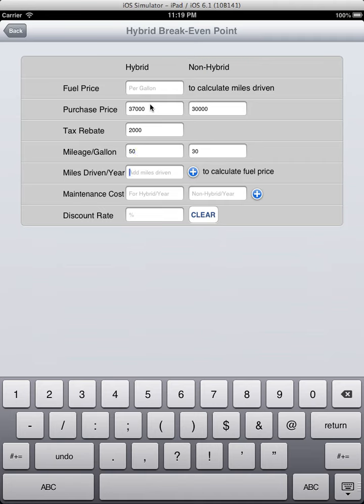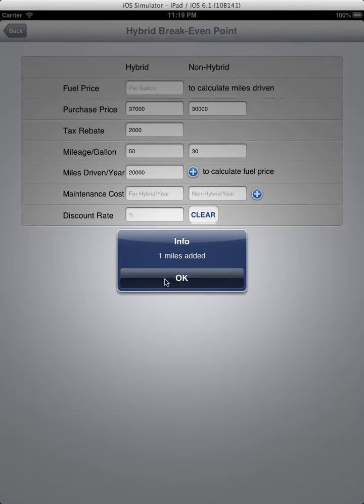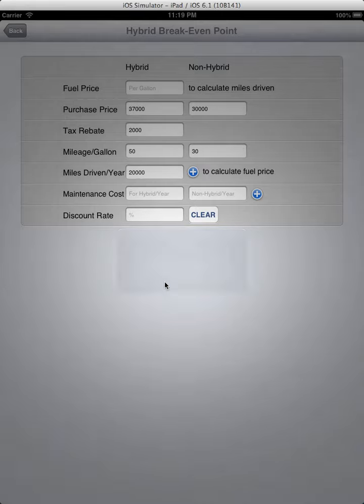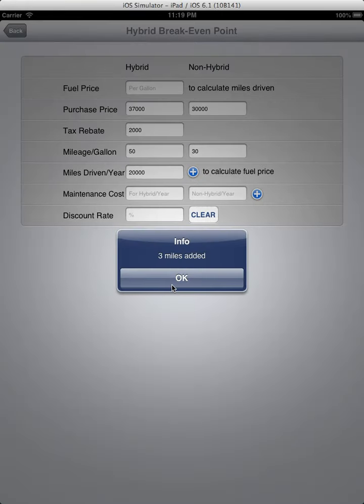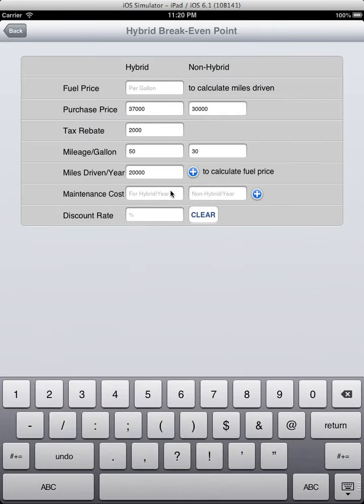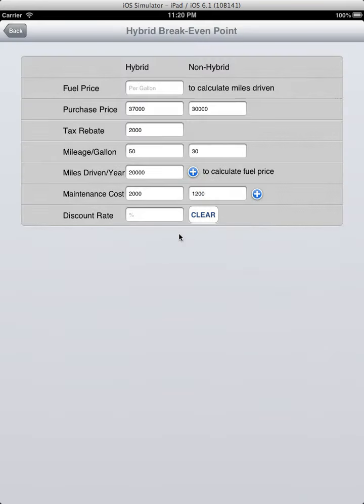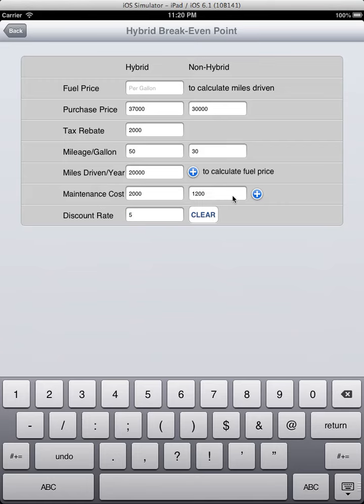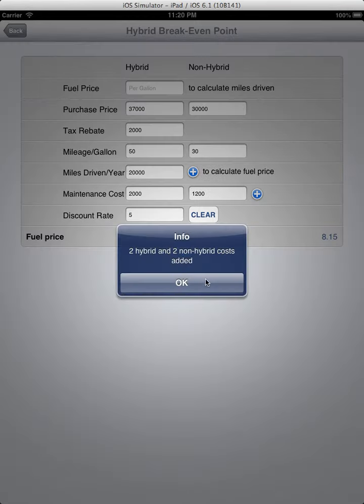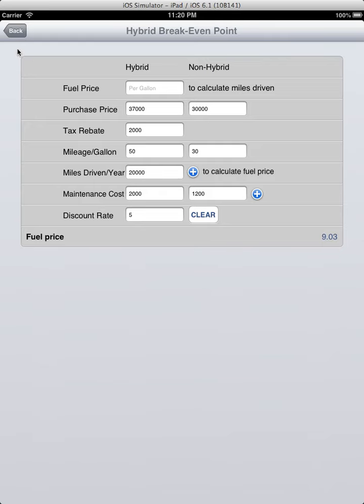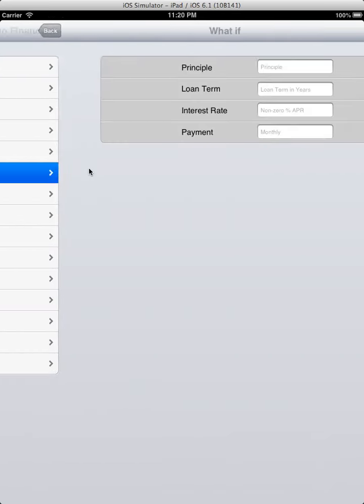Let's see, mileage driven is 20,000, 1, 2, say 3, and here maintenance cost is 2,000 versus 1,200, and it's 1. We also need to add a discount rate, 2, 3, and that's the gas price. So now what if analysis.